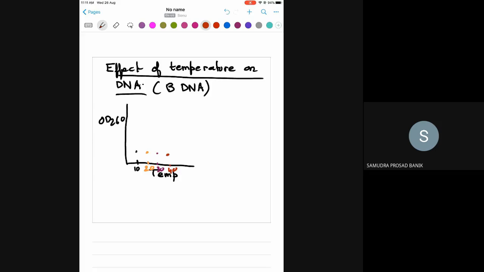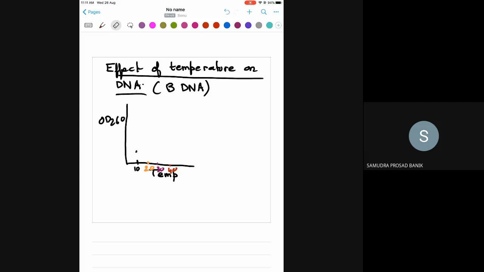So let us plot these points. What is going to happen? It will decrease or increase? Increase. Very good, it will increase. But why will it increase? Because the bonds are breaking, the bases are being exposed, and they will absorb the radiation.